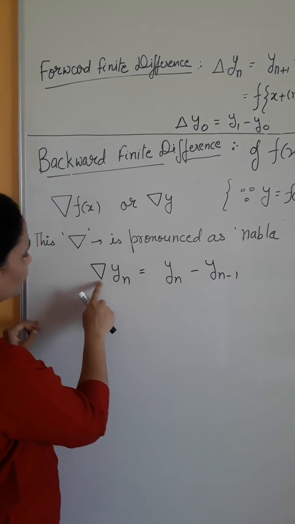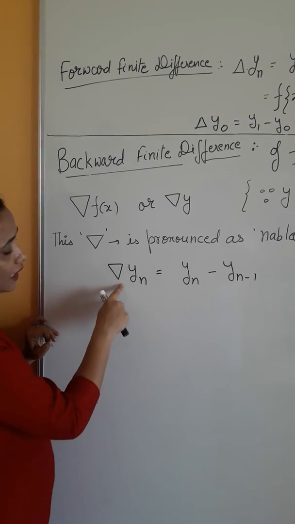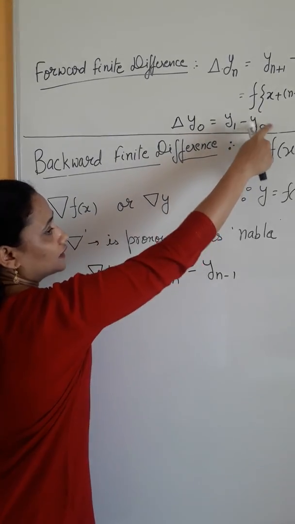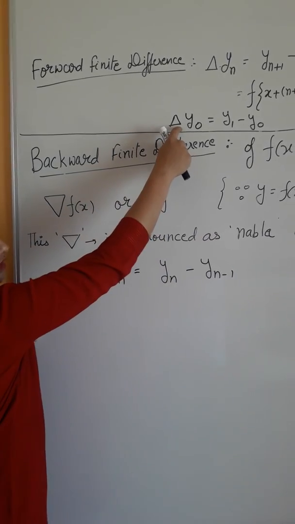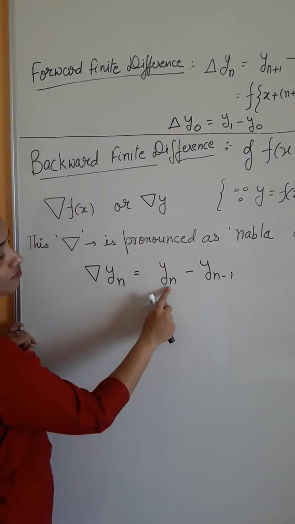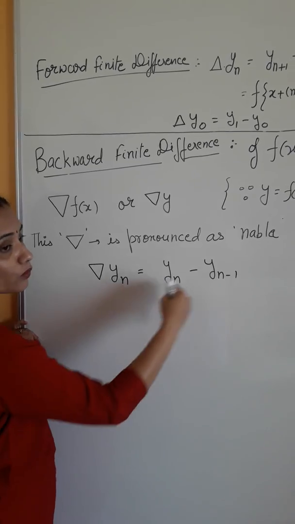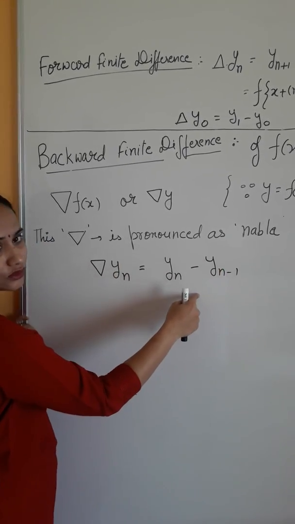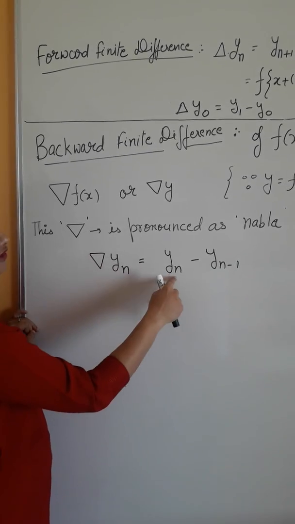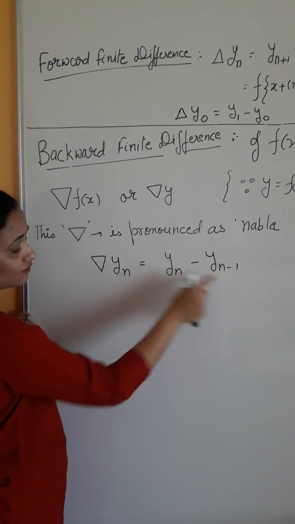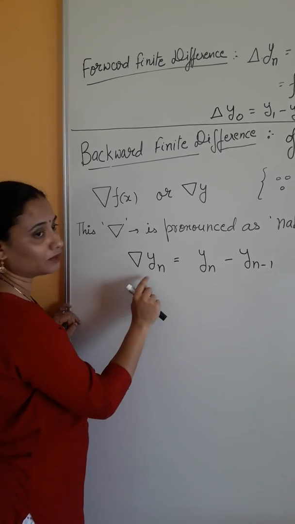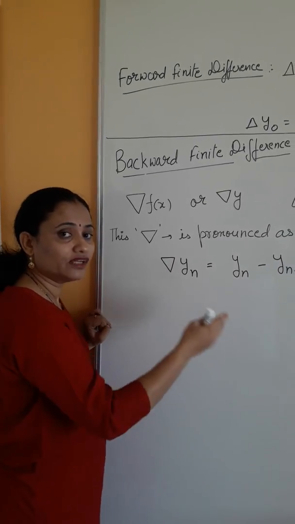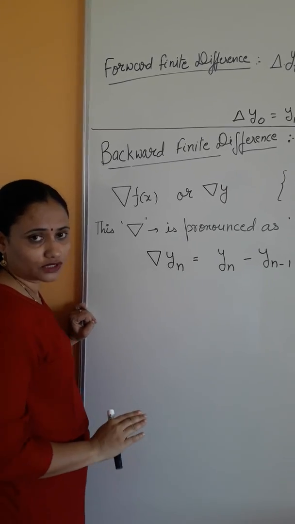But here the symbol is changing: nabla. Second thing, there we were using the initial value to denote the difference, and here we are taking the final value as we are going backward. So this is just the notation. In computation there is no change. If I write delta, it will again be yn minus 1, but this changes the meaning. And with this meaning, how we use it and where we use it also eventually changes.